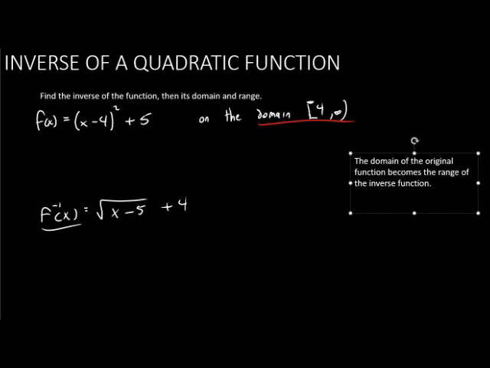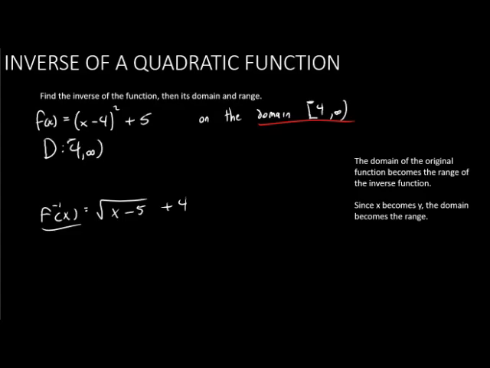Since domain measures x and range measures y, and we swapped x with y to get the inverse, it naturally follows that the domain would become the range because x has become y. So we will write that our domain for the original f of x was 4 to infinity because that was given to us. And now we can write that the range of the inverse will also be 4 to infinity.